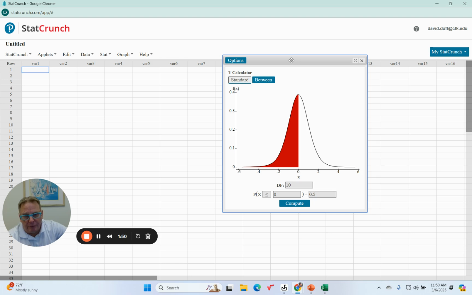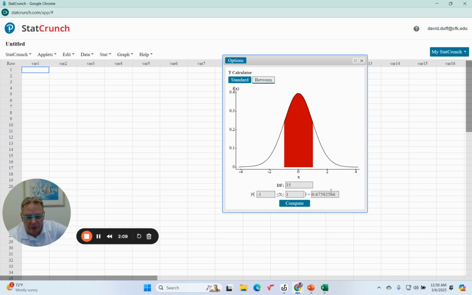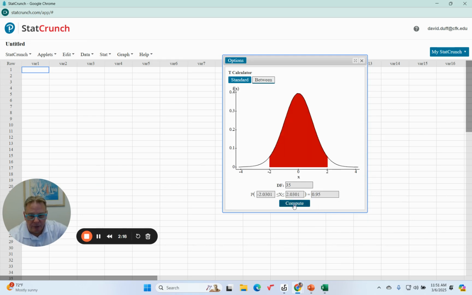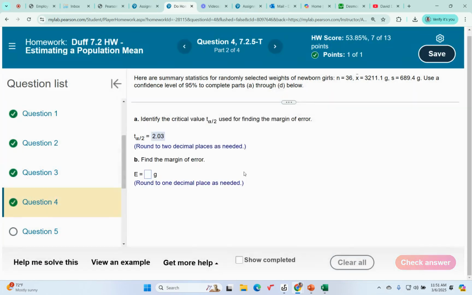Because if you have a very large sample size, the T distribution value and the Z value will end up being the same. Anyway, our degrees of freedom, which I wrote down, are 35. Then we're looking for those T values, and we want our area to be 95%. So we're going to enter 0.95 in here, and then we'll hit compute. We'll get a value of 2.03. So that answers our first question right here. We'll go ahead and input that.